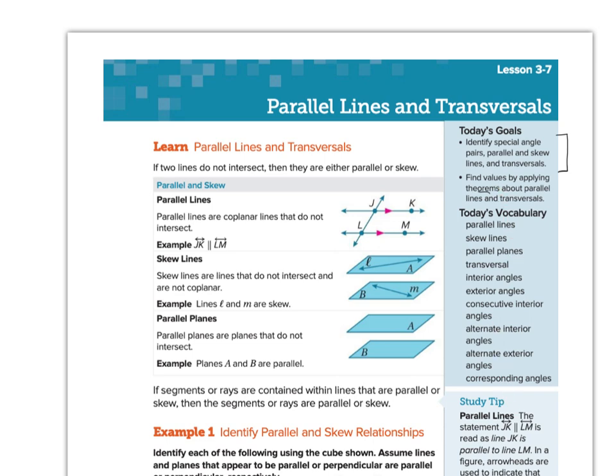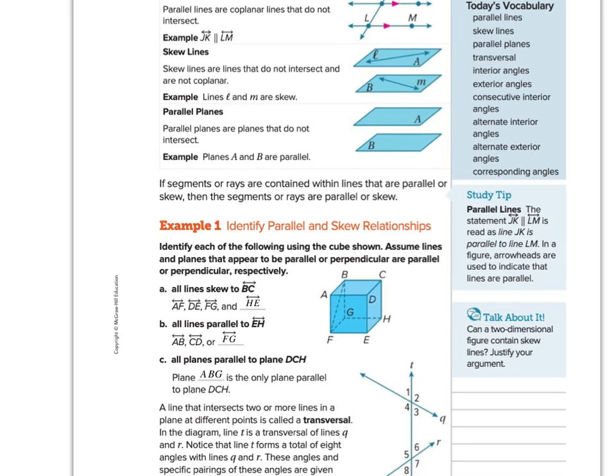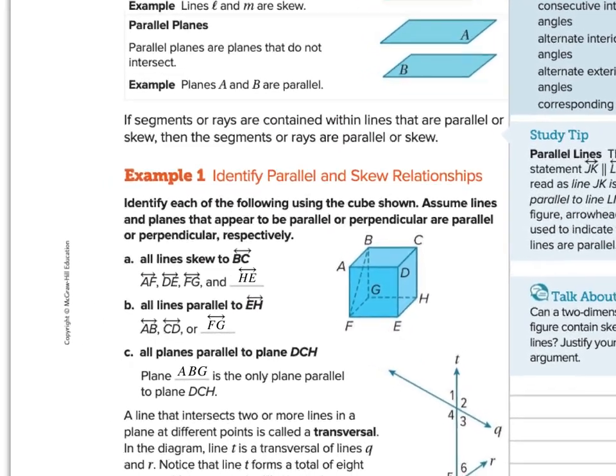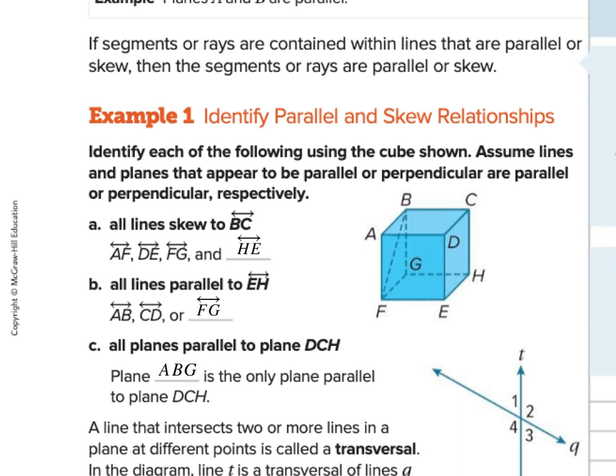Let's look into some of these. It says identify parallel and skew relationships. If I zoom in, it says identify each of the following using the cube below, and assume lines and planes that appear to be parallel or perpendicular are parallel and perpendicular respectively. It appears that this is the shape of a cube or a die. For example, BC should be parallel to AD. We would also know that FE is parallel, and then you have HG back there, which is also parallel. So all of those would be parallel to one another.